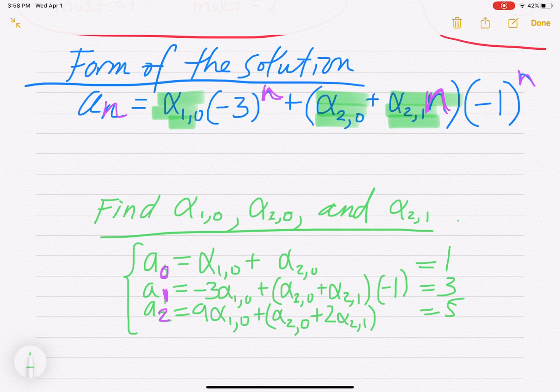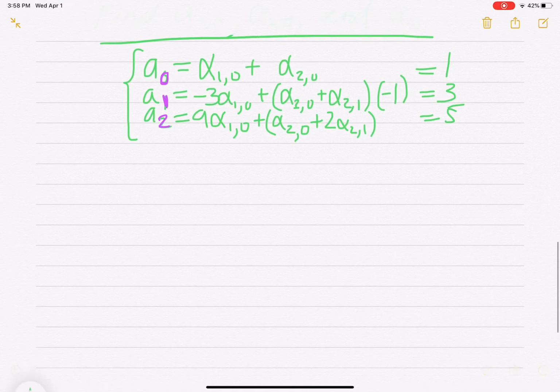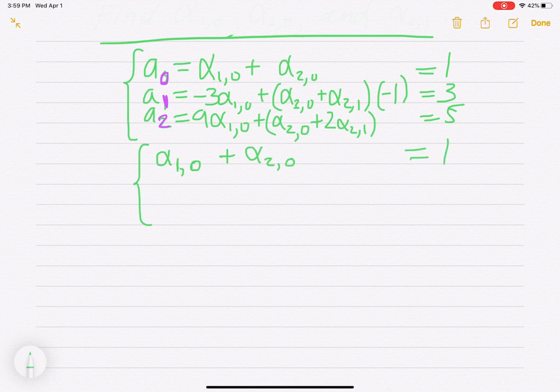All right, let's clean this up. I have alpha 1,0 plus alpha 2,0, all that is equal to 1. That's the first equation. The second equation is going to be minus 3 alpha 1,0.